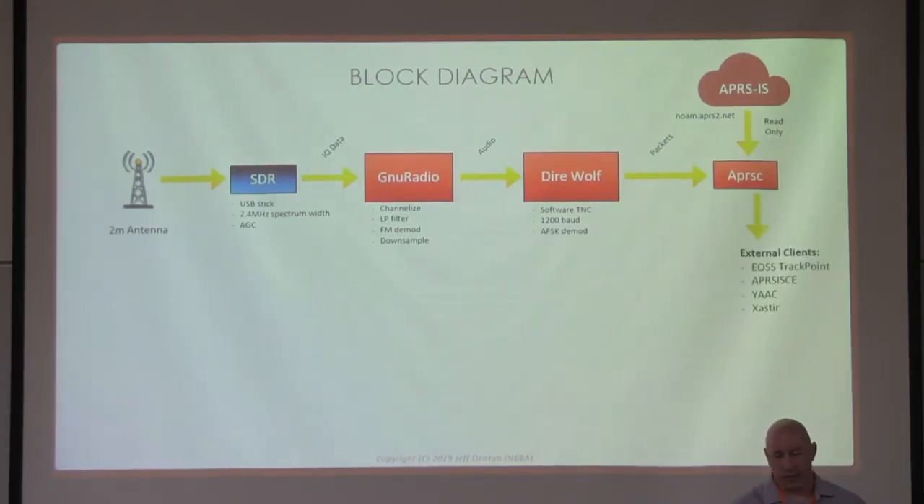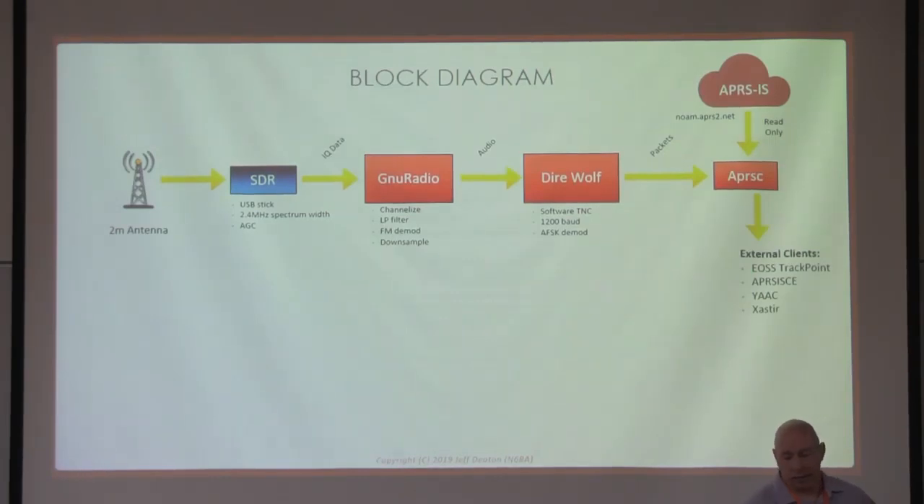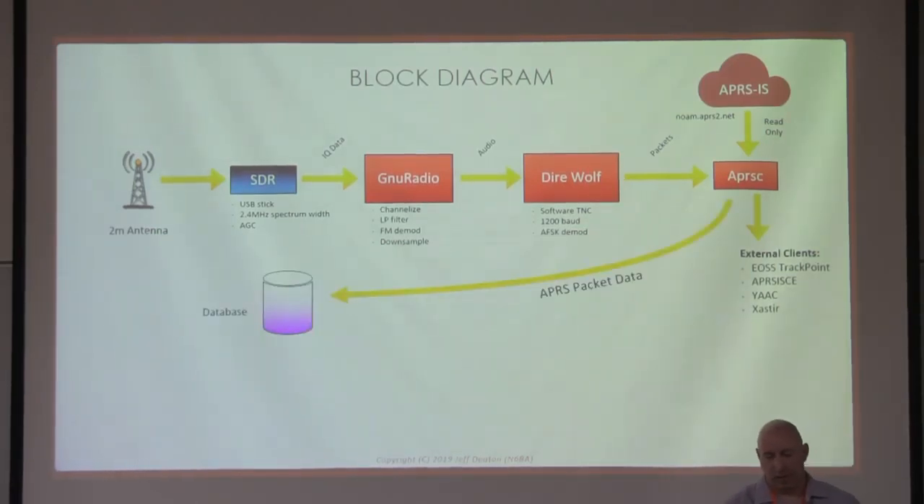APRSC, of course, is something you can connect other APRS clients to, such as the gold standard currently for EOSS, which is EOSS TrackPoint, which Nick I think is the author, and that's been widely used in the field, works very well. Or you can connect other APRS clients to this, like APRSISCE, Yaac, Xastir, or your own Python. And in this case, we have sort of what I've dubbed the vampire tap, which we plug into it, and that's the mechanism with a little bit of filtering where we save packets into a database.